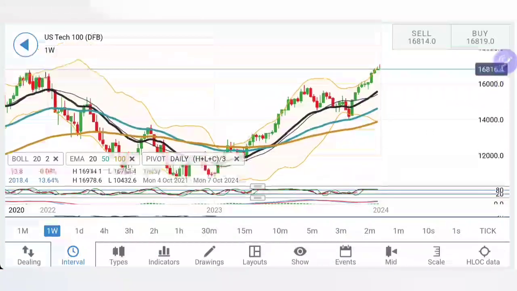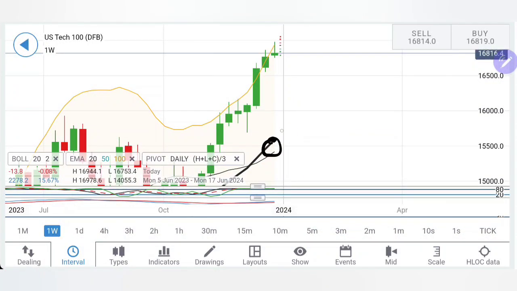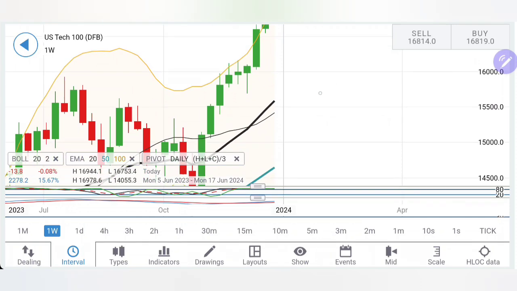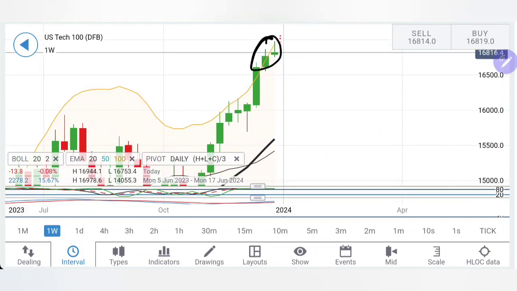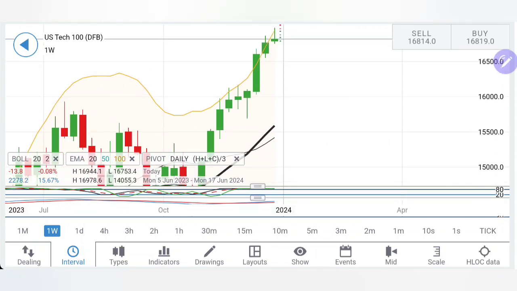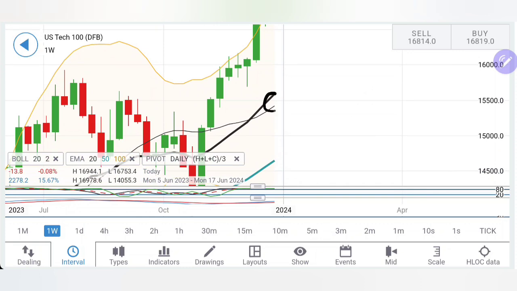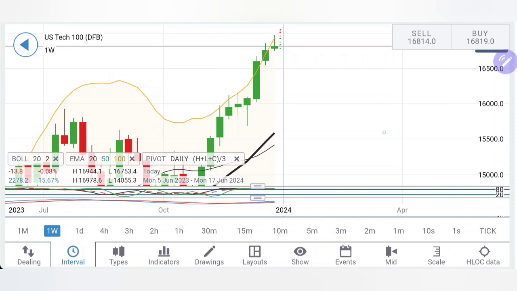Now look at the weekly. On the weekly charts, there is too much divergence of the price from the 20 period moving average and from the median of the Bollinger Bands. Also, the prices are trading outside the Bollinger Bands. The 20 period moving average and Bollinger Bands median is at the 15,400, 15,600 zone, almost 1200 to 1400 points away from the current levels.